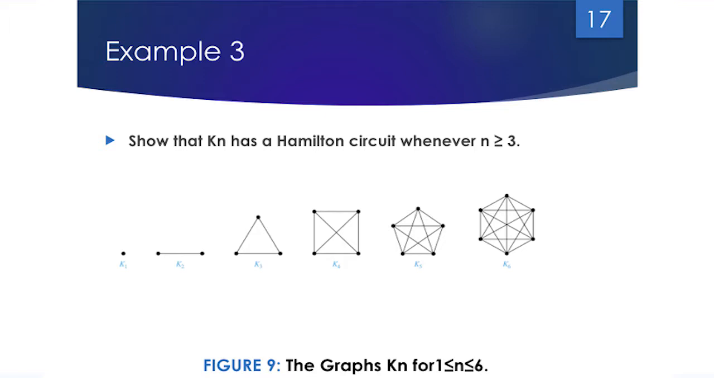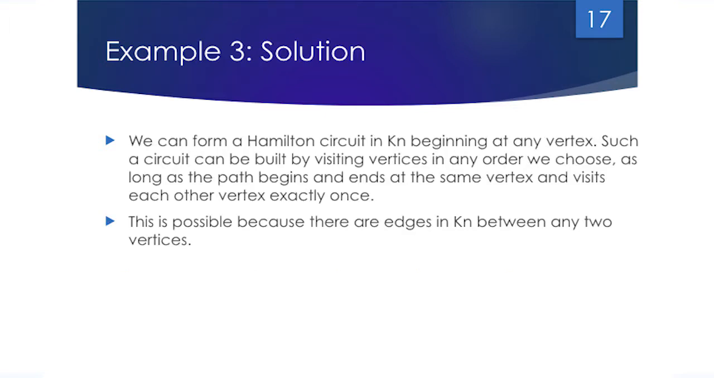We can form a Hamilton circuit in K_n beginning at any vertex. Such a circuit can be built by visiting vertices in any order we choose, as long as the path begins and ends at the same vertex and visits each other vertex exactly once. This is possible because there are edges in K_n between any two vertices. Now this leads us to conclude the following theorem.